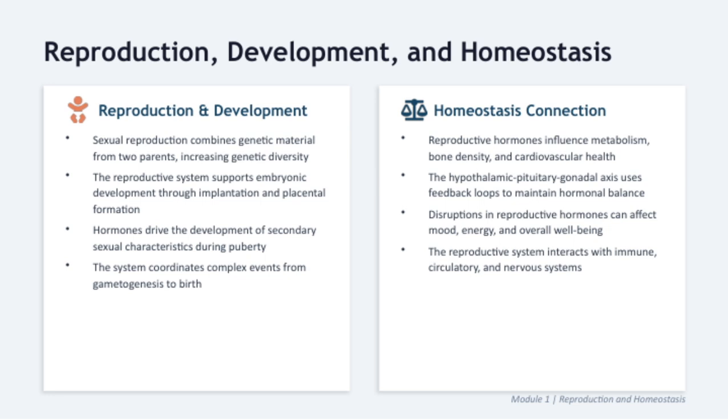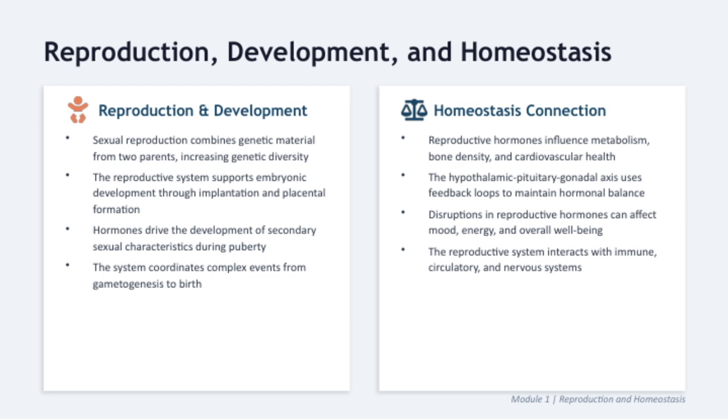This diversity is vital for the resilience of our species. The reproductive system also supports embryonic development through processes like implantation and placental formation. These steps are crucial for nourishing and protecting the developing fetus.